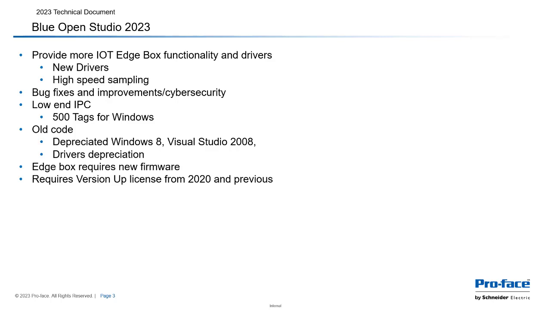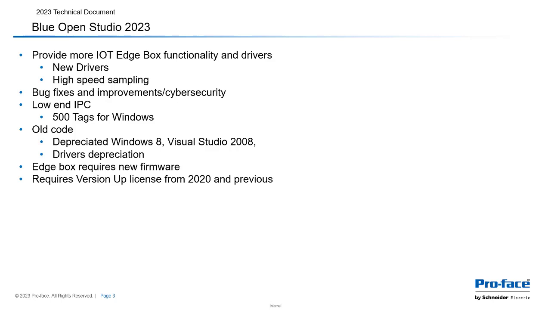Another target is lower-end IPC applications. So we're going to release a 500 tag runtime for the Windows platform. Previously, that was only available as the 500 tag runtime that's built in to the STM6000 EdgeBox, but now with 2023 you can get a 500 tag runtime for Windows. Then there are some items related to deprecated versions of Windows 8 and Visual Studio, and some driver deprecation that we'll discuss.